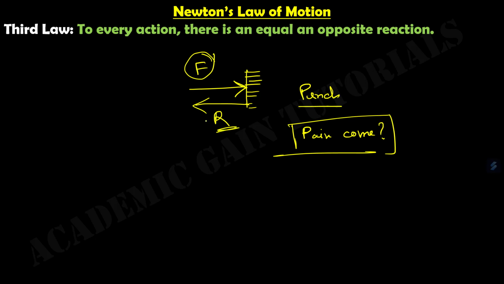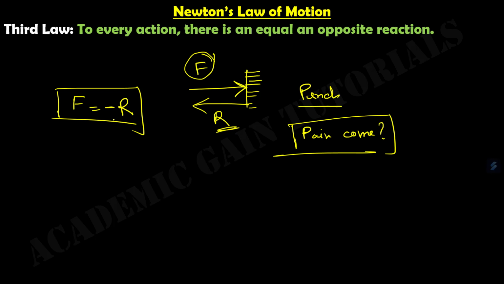So this is the third law of motion. If I put force F on some particle or object, the particle or object will also give me a force R which is equal but opposite. This is the third law of motion.